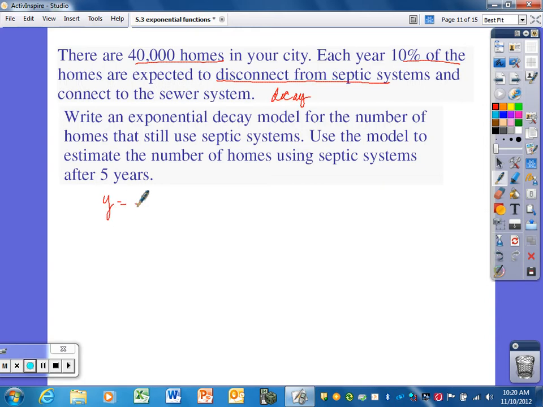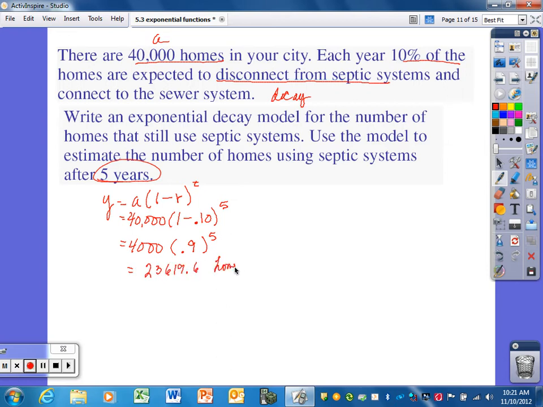So y equals a times (1 minus r) to the t, because I'm decaying. So A, my initial amount, was 40,000 homes, times 1 minus my rate of decay, 10%, 0.10, raised to the t, 5 years. 1 minus 0.10 is 0.9 to the 5, which gives me 23,619.6 homes will be on the septic system after 5 years.